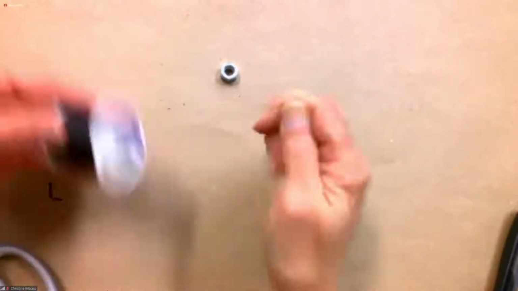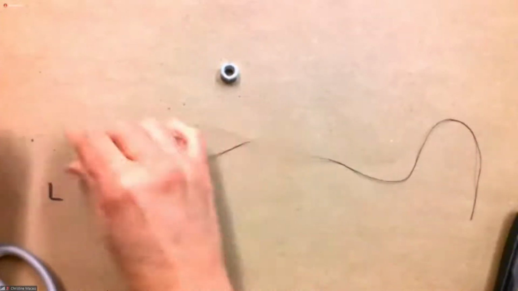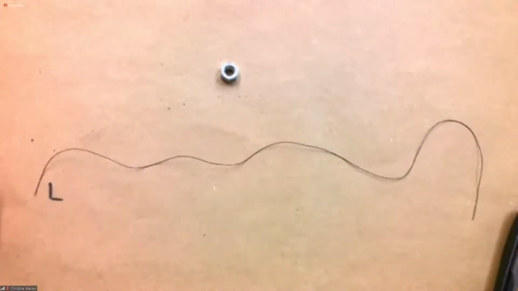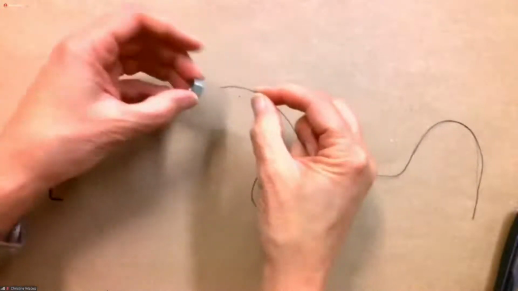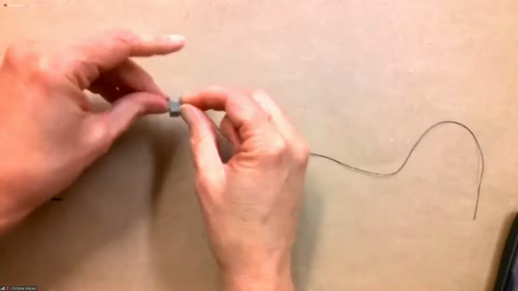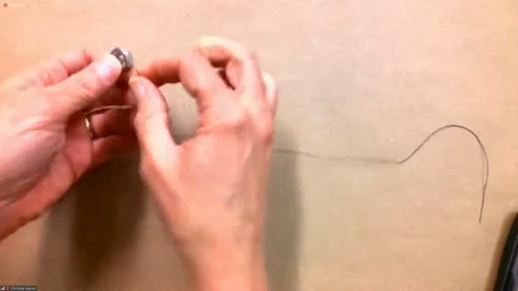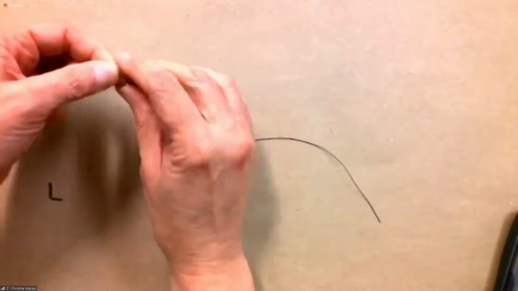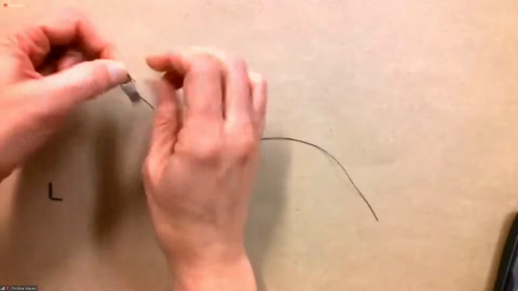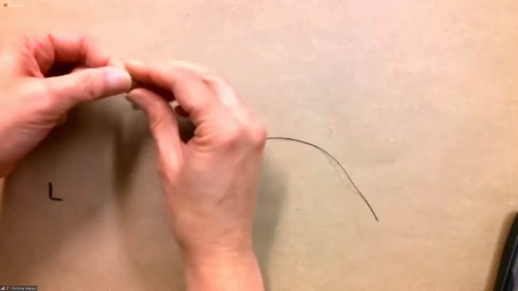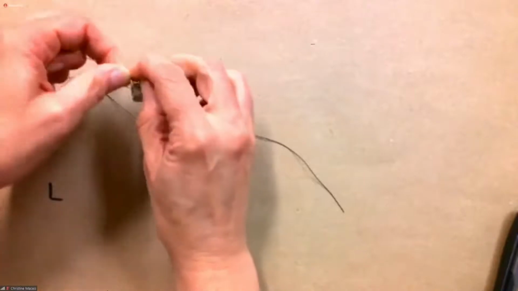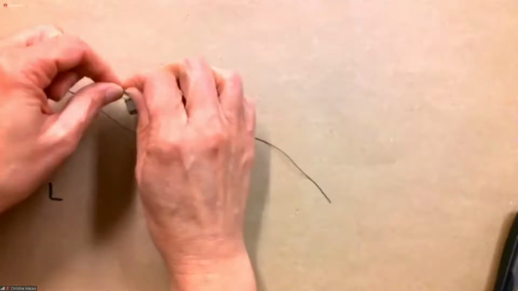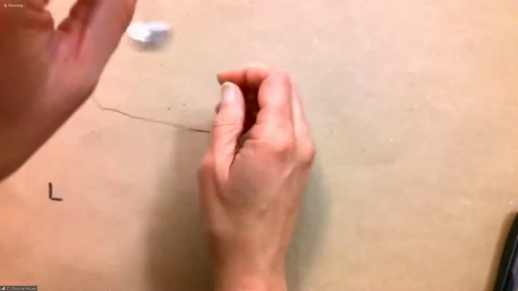We're going to pull out a length of string, about the same as last time. And then we're going to tie the string or the thread to this weight. And again, if I can do it, I know you can do it, because for me the hardest part of this whole thing is tying the thread to the nut. And I have it like this.